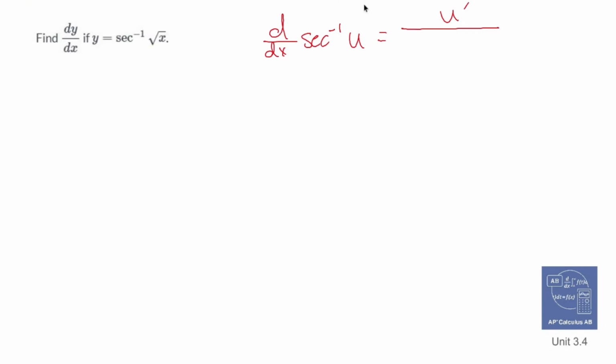We'll deal with that when we have to. In the denominator, you're going to take the absolute value of the inside stuff as is, and then a big square root of the inside stuff squared minus 1.